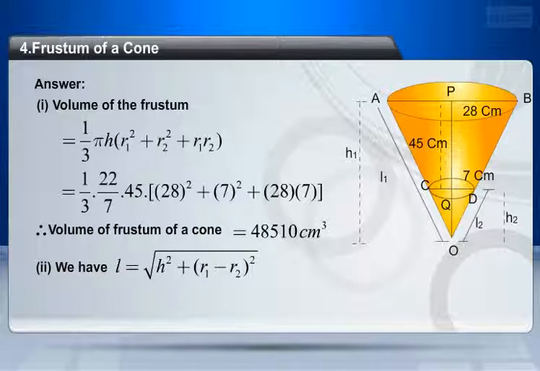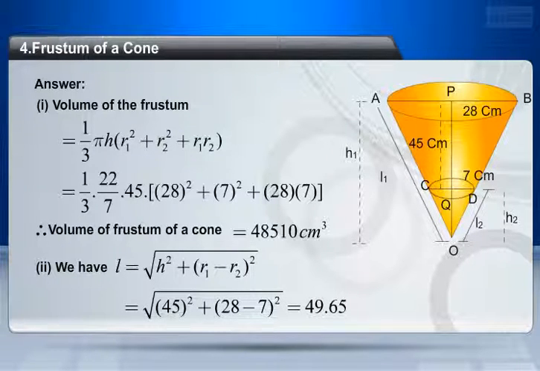Now we need to find the curved surface area of the frustum of a cone, for which, first we need the value of slant height L. As we know that the slant height L of the cone can be calculated using the formula √(h² + (r1 − r2)²). On substituting h equals 45 cm, r1 equals 28 cm, r2 equals 7 cm, we get √(45² + (28 − 7)²). This is equal to 3 √(15² + 7²). This implies that slant height L equals 49.65 centimeters.